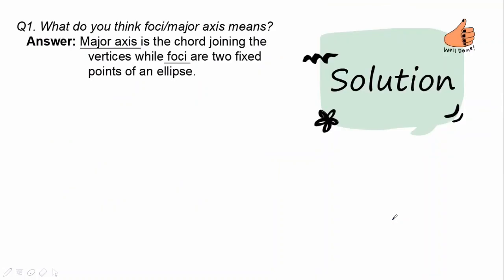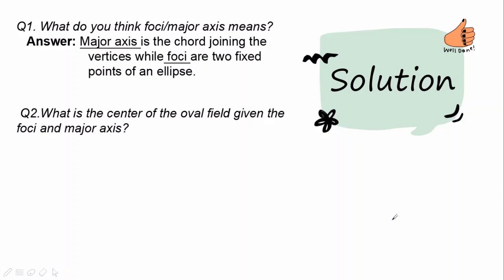Question number 1 is, what do you think foci or major axis means? Earlier, I've already discussed this one. When we say major axis, this is the longest chord inside the ellipse that passes through the foci and the center, the chord joining the vertices, foci, and the center. When we say foci, these are the two fixed points of an ellipse.